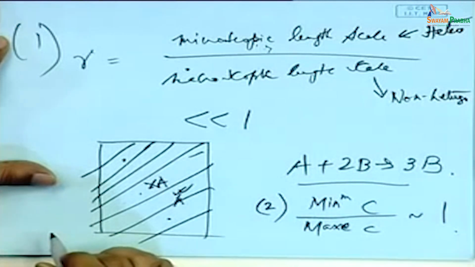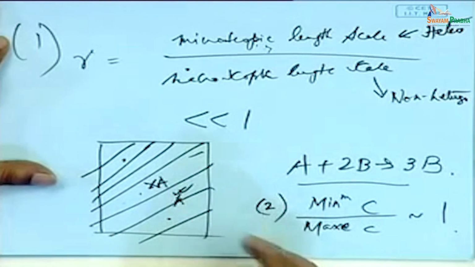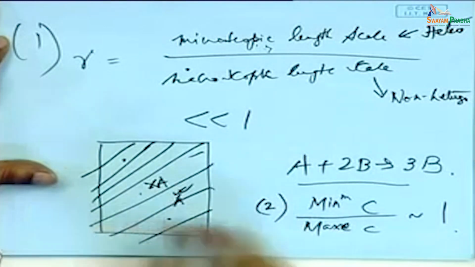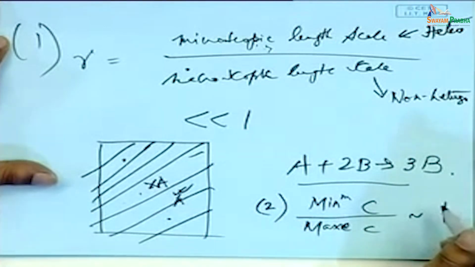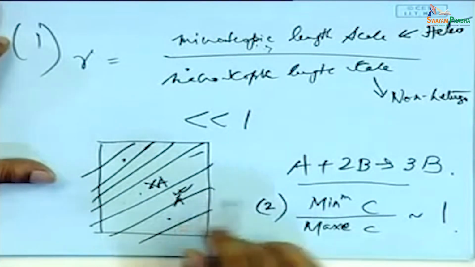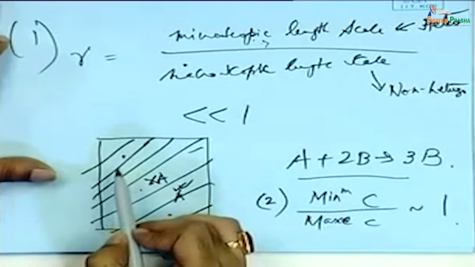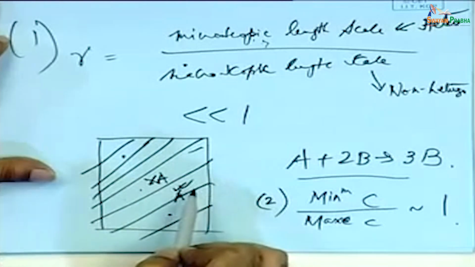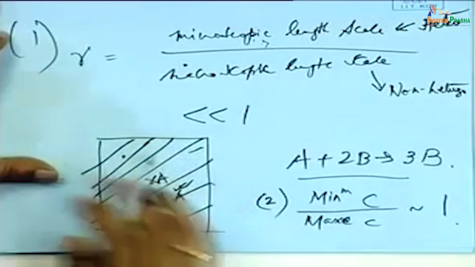Okay, there shouldn't be a huge difference. It could be 0.1, that's still order 1, but there cannot be 10 to the minus 3 or 10 to the minus 4 within the matrix. Which means that the variation within the matrix has to be reasonable. There cannot be a very large variation.